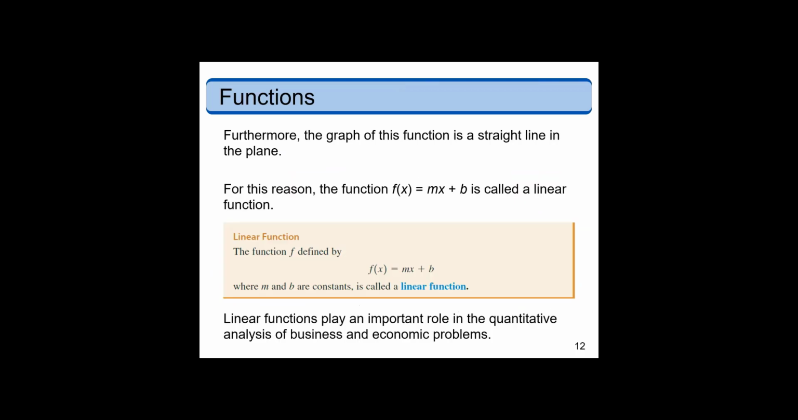So let's look at the function notation for linear function here. f of x equals mx plus b is called a linear function. In this case, both m and b are constants, and m represents the slope, and b represents the y-intercept. Once we know both of them, then we know the linear function.